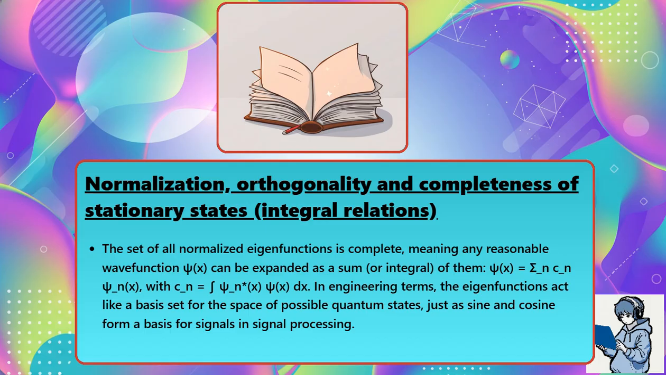Psi of x equals the sum over n of c sub n times psi sub n of x, with c sub n equals the integral of psi sub n star of x times psi of x dx. In engineering terms, the eigenfunctions act like a basis set for the space of possible quantum states, just as sine and cosine form a basis for signals in signal processing.